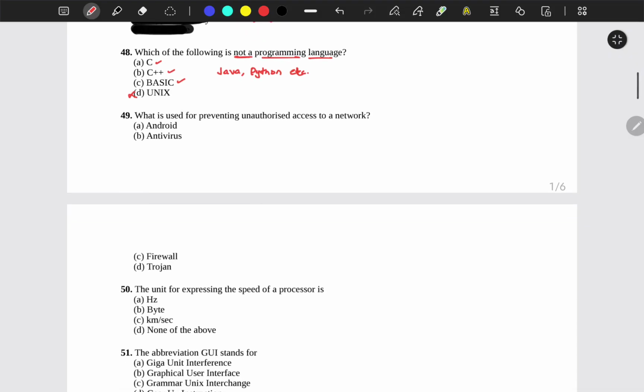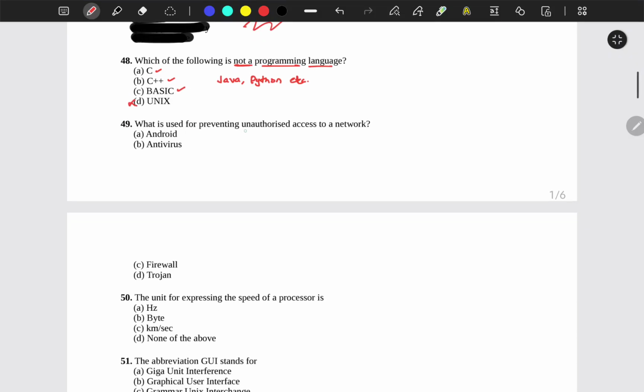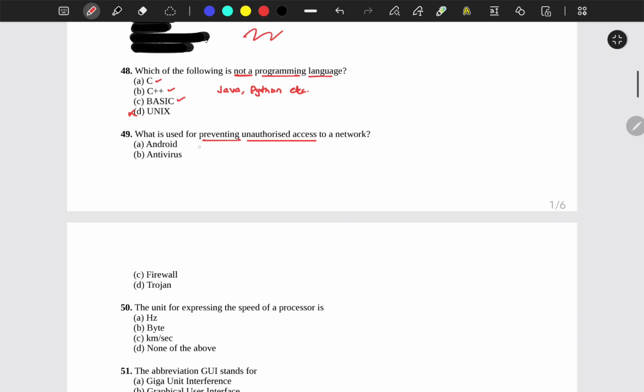So the next question is, what is used for preventing unauthorized access to a network? So preventing unauthorized access. Okay, so Android, is it Android?